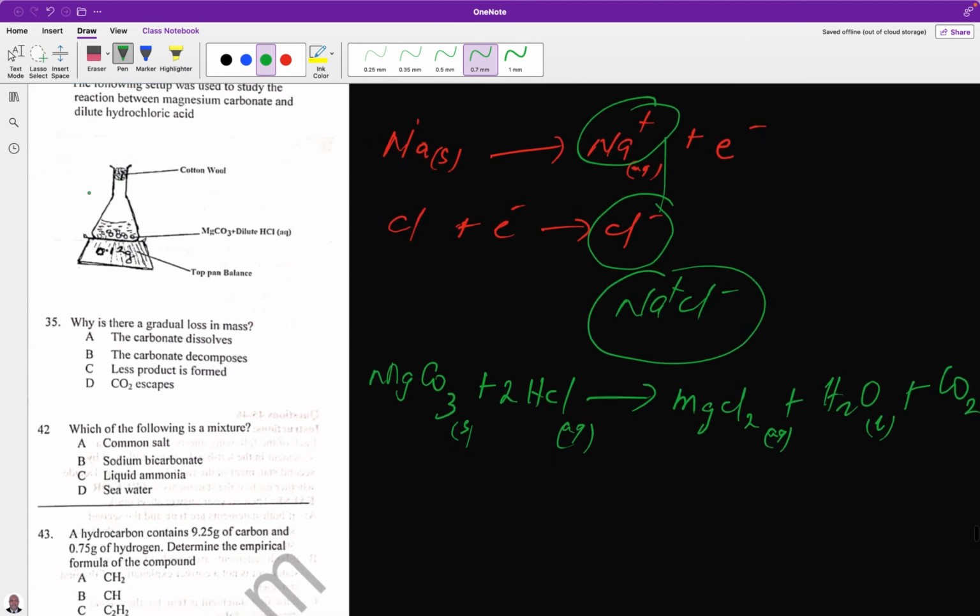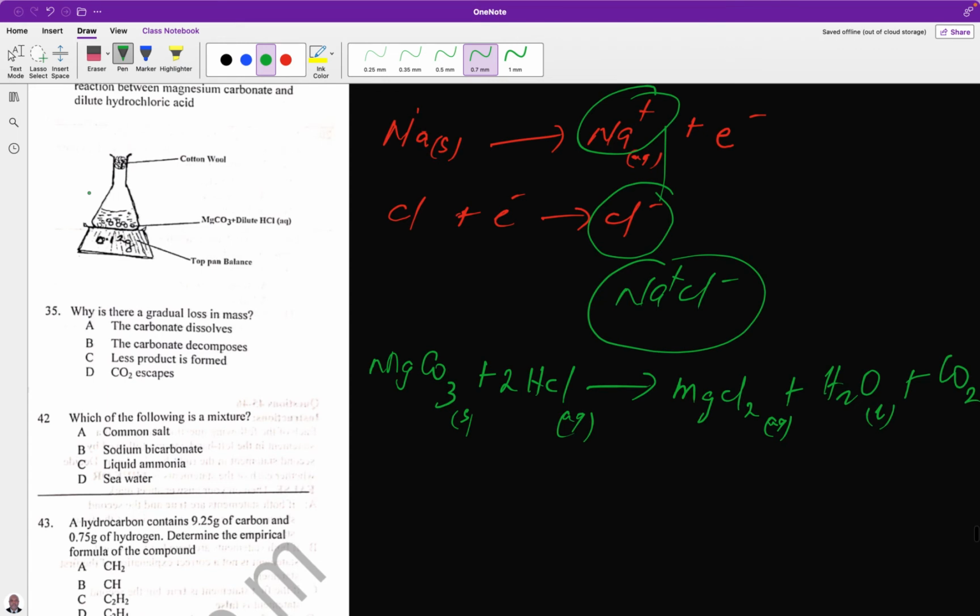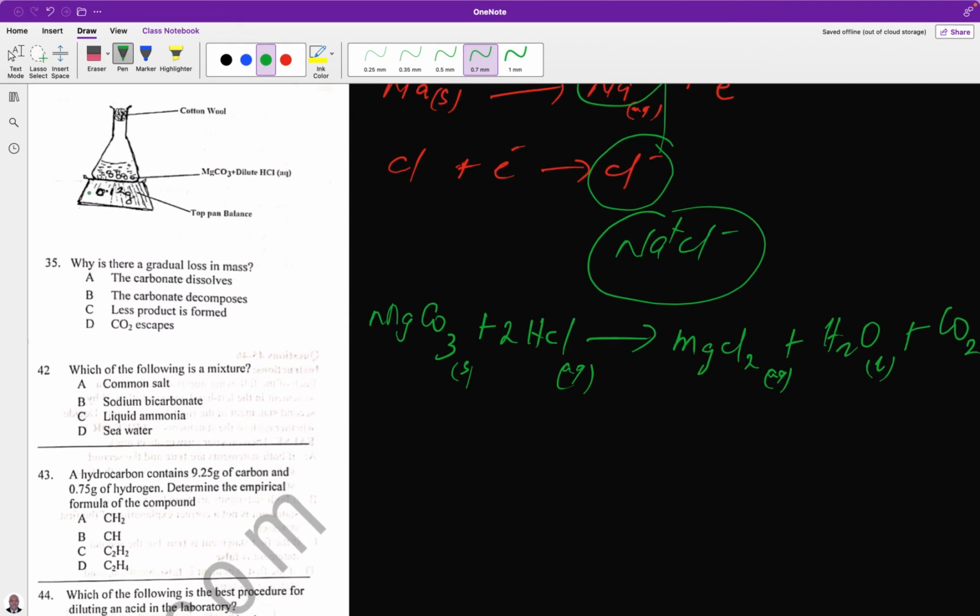They are asking us, why is there a gradual loss in mass? The carbonate dissolves? No. The carbonate decomposes? No. Less product is produced? No. It's the carbon dioxide that is escaping. As the carbon dioxide is escaping, the mass is dropping. So our answer is D.